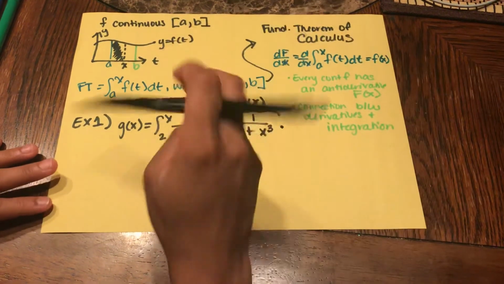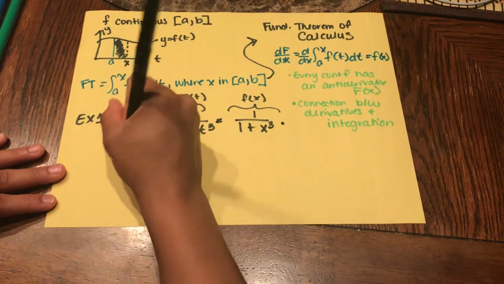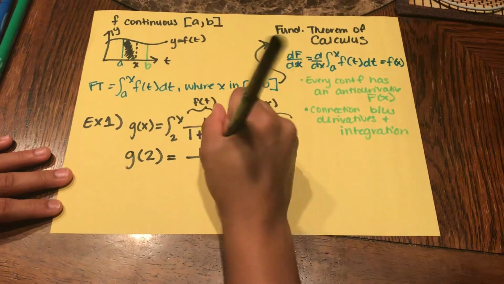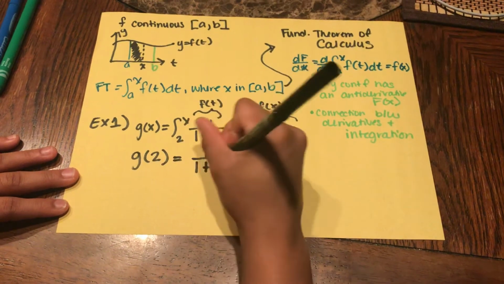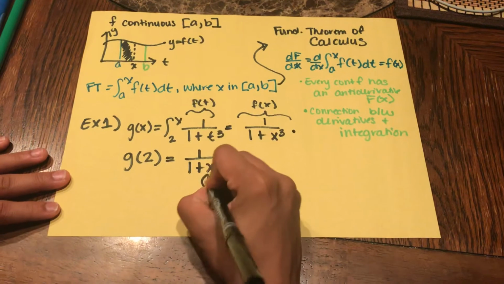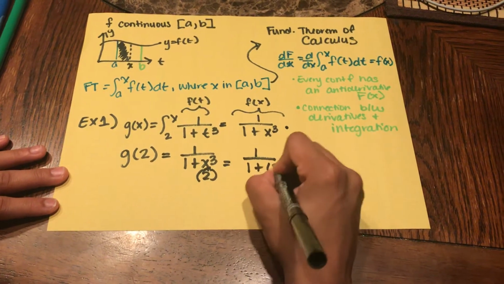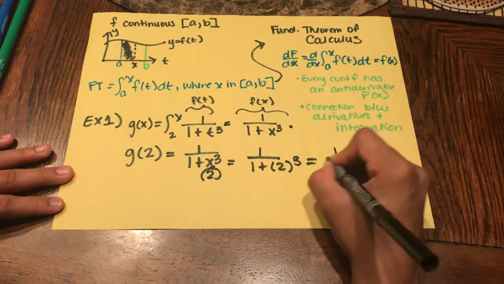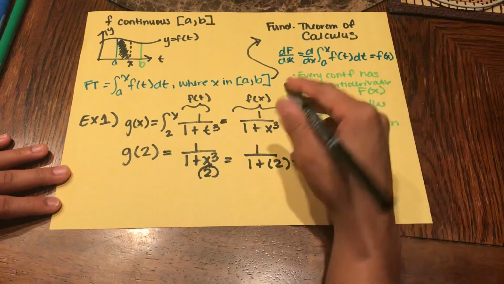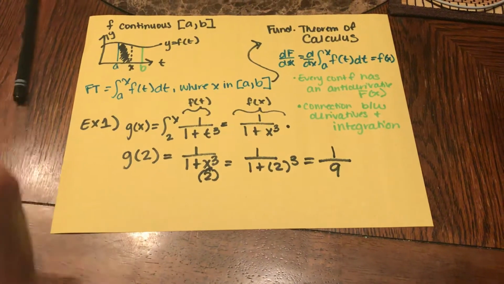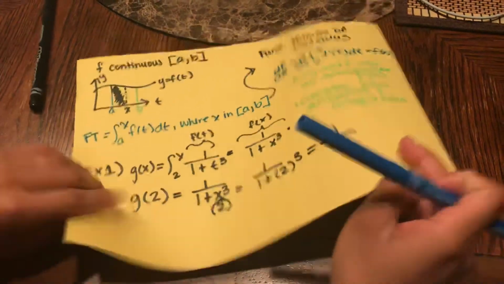But if we're trying to solve for something like, say, g of 2, which is 1 over 1 plus x cubed, we're going to plug in 2 for the x, which is 1 over 1 plus 2 cubed, which equals 1 over 9. And this is basically how we solve for it. So let's try a more difficult problem. We have our last example.